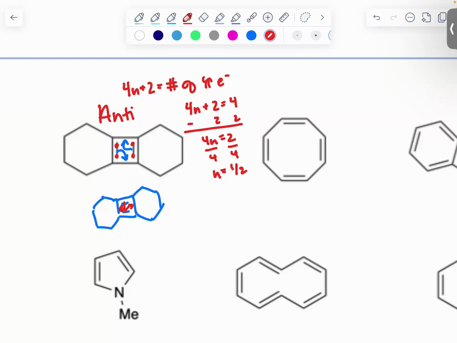Because they aren't participating in our conjugated system. Only that center ring has a conjugated system. Double bonds are not the only way to have a conjugated system, but a good rule of thumb is that every other bond is a double bond. Now, that's not the only way to have a conjugated system, as we'll see with this question.